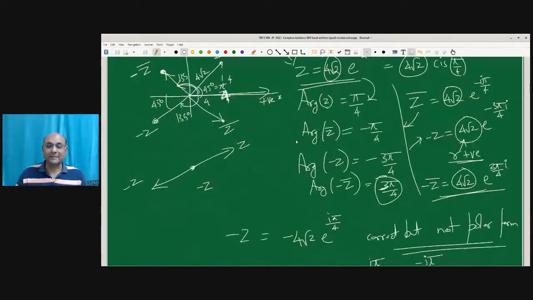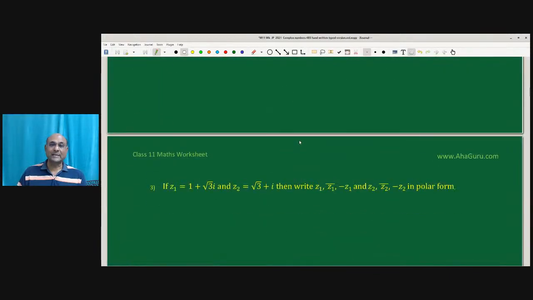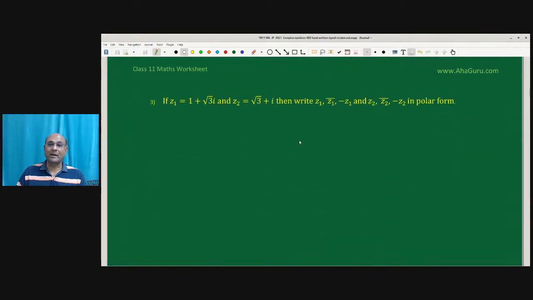So these are tricky points. Sometimes people forget that. Let me emphasize again, r is positive. Sometimes JEE will make a question around that. Can you quickly do this one? Z1 is given, Z2 is given. Don't forget r has to be positive.